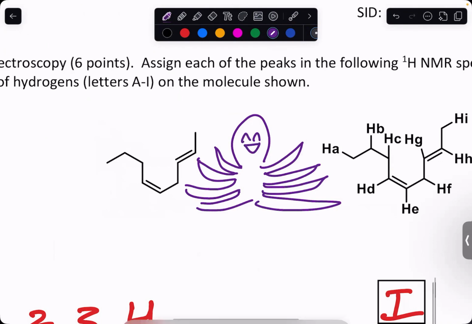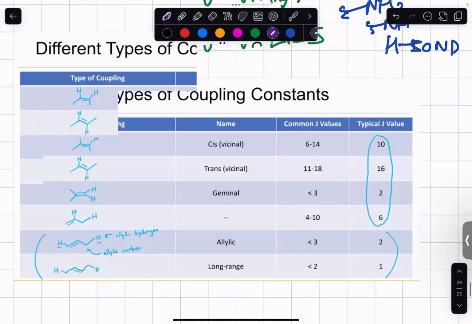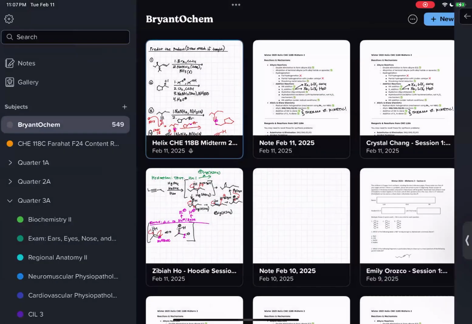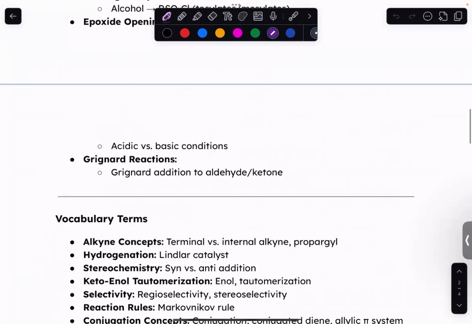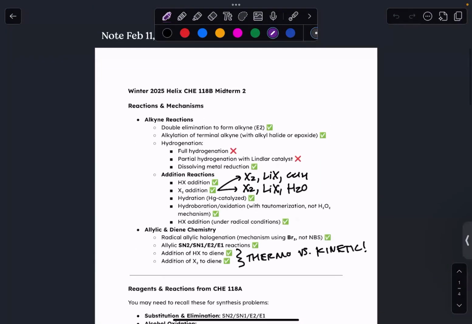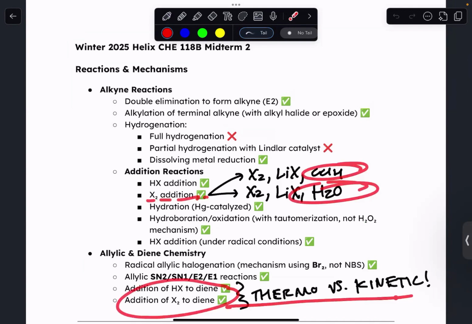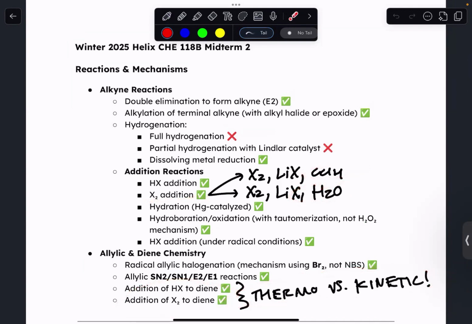Okay, once I'm done with spec, do you mind doing synthesis examples? Okay. I don't have the list of reactions and the reagents like I did last time, but I do have something like this though. Right, where it's a list of reactions and the check marks here are the mechanisms you need to know. And then this X2 addition, you need to know the CCl4 with water and addition of HX, X2, thermodynamic versus kinetic. Right there. Yeah. That's good. Oh yeah, mass spec.